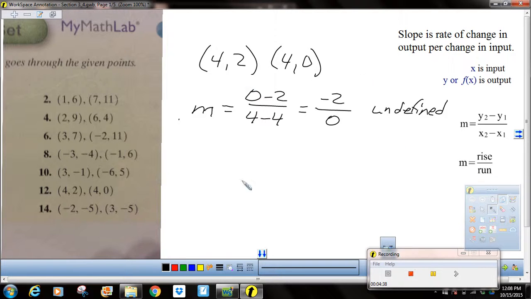And if you were to graph these two, 4, 2 would be right here. 4, 0 would be right here. The line that goes through them is a vertical line. Okay, so the slope is undefined.